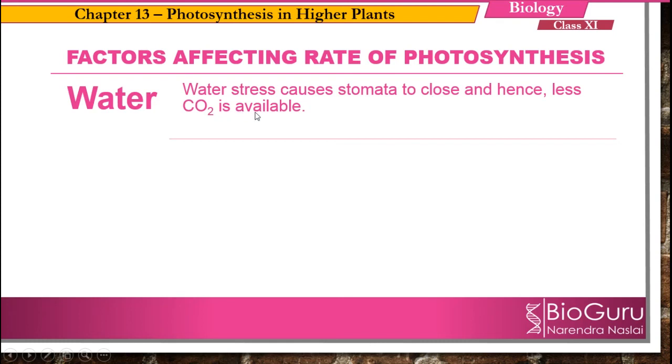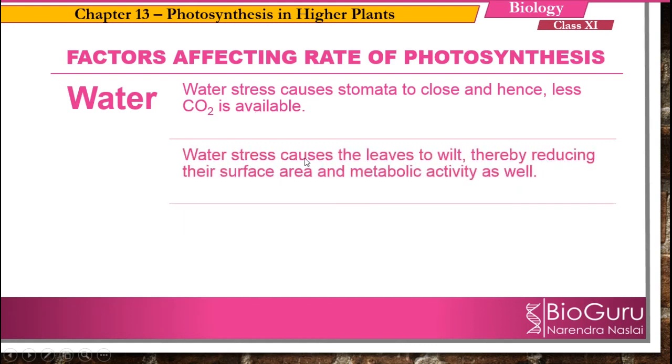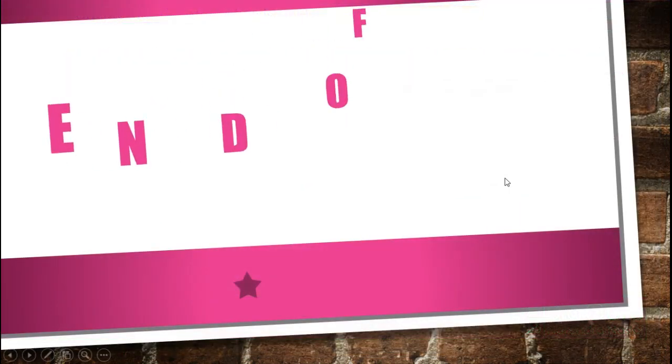When the stomata are closed, obviously the exchange of gases is not going to take place. If they are open, the gas exchange is going to take place, hence photosynthesis happens. Water stress causes the leaves to wilt, thereby reducing their surface area and metabolic activity as well. With this, the chapter is completed.